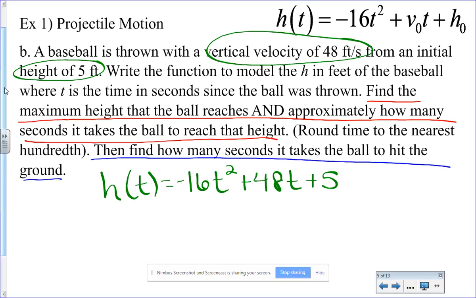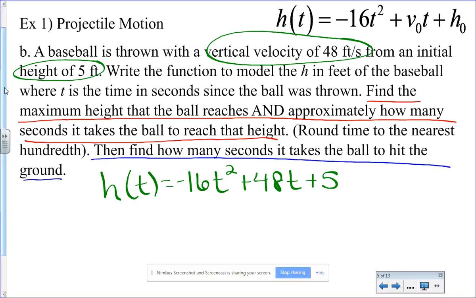to find the height. So that'll give you the answer for the ones that are underlined in red, how long it takes to get to the maximum height, what the maximum height would be. And then you can set it equal to 0 and use the quadratic formula, or you can use a graphing calculator. So I'm going to show you how to go ahead and use the graphing calculator right now.